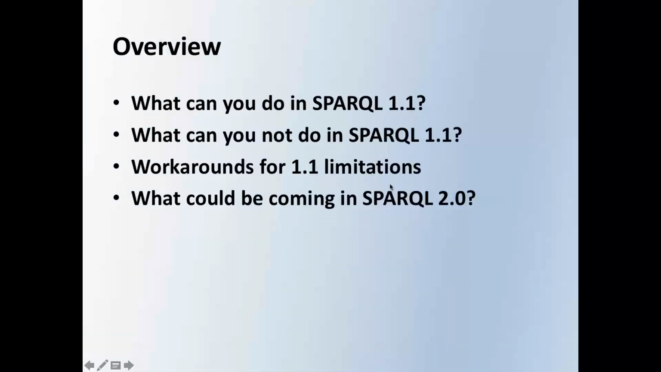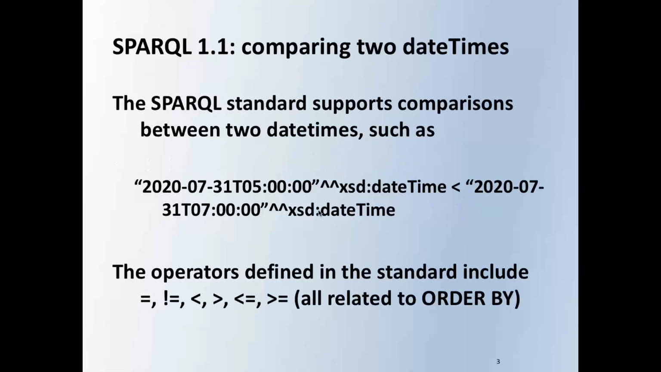Okay. So here's the plan. We're going to go through first what you can do in SPARQL 1.1 with dates, and then what you can't do. There's some things you can do and some things that just won't work, and then we'll look at workarounds for the things you can't do, and then finally look at what might be coming in SPARQL 2.0 to address some of those limitations. Can I make a quick clarification?